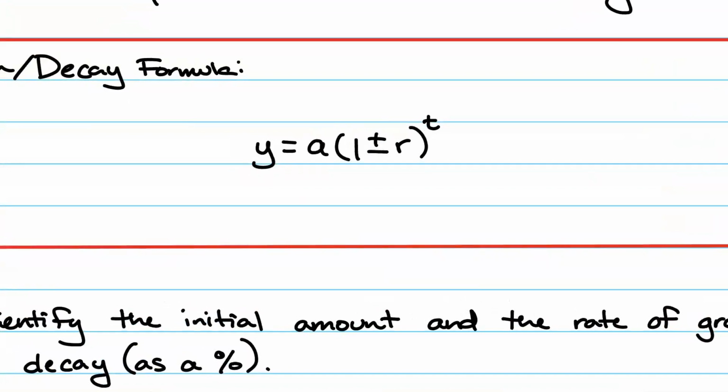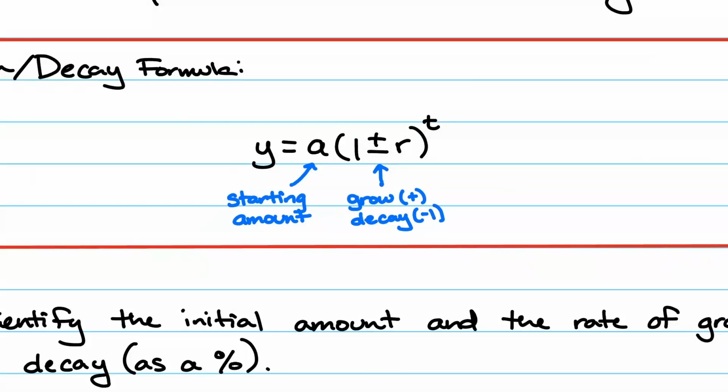When we talk about the A, it is going to represent your starting amount. Now here, they have a plus or a minus. That plus or minus is going to be dependent on whether this is growing or decaying. So if it's growing, then we put a plus. And if it's decaying, then we put a minus. We'll talk about that one in a little bit, okay?